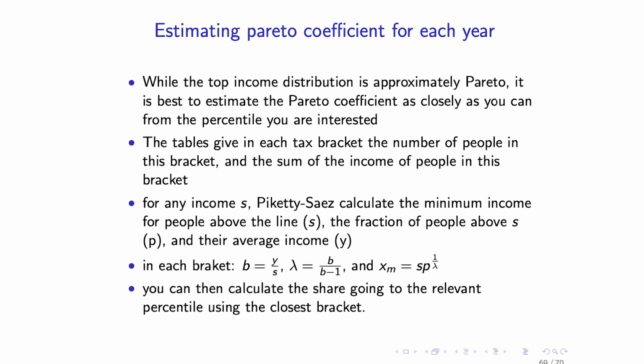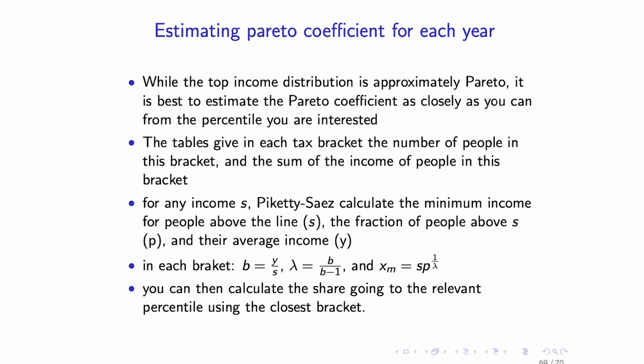So how do you do that? Well, the table gives you, for each tax bracket, the number of people in the bracket and the sum of the income of people in this bracket. So if you divide the sum of the income of people in this bracket by the number of people, you get the average income of people in this bracket. And if you remember, the average income of people in a bracket is the multiplicative factor times the minimum income of people in the line.